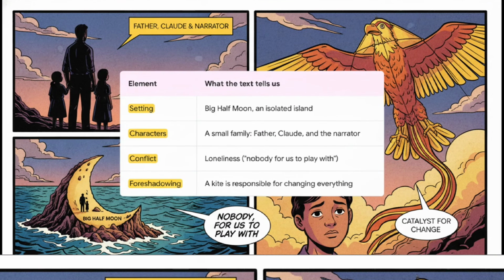Let's map it out on this table here. Look at this. For the setting, we've got Big Half Moon, which sounds totally isolated. For characters, we have a little family, Father, Claude, and our narrator. The main conflict? Loneliness. It's right there in the first line. And the foreshadowing, that little hint of what's coming, a kite is about to change everything. All 4 basic building blocks of a story delivered in an instant.